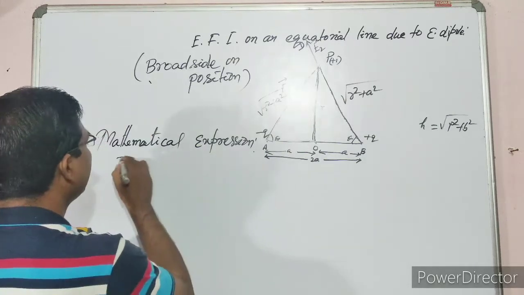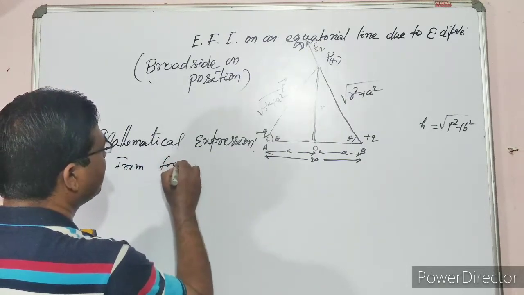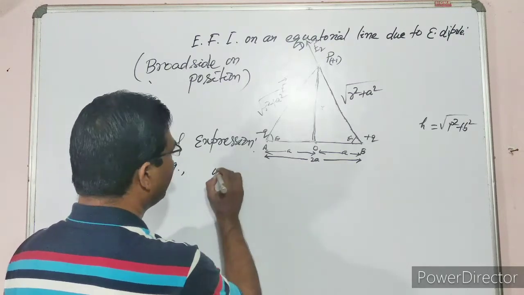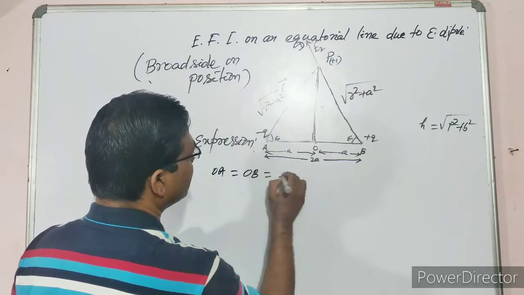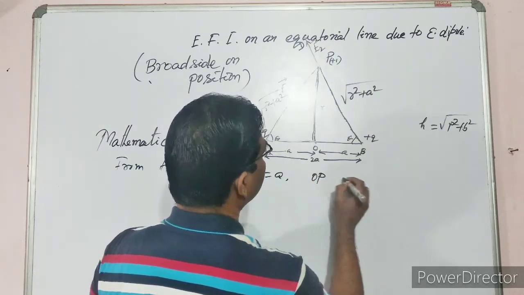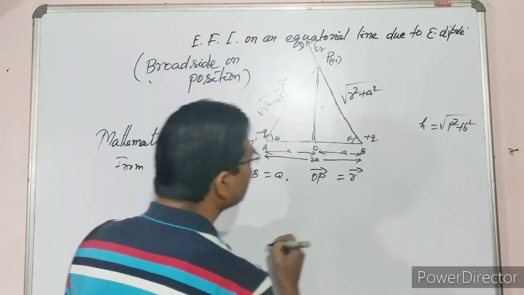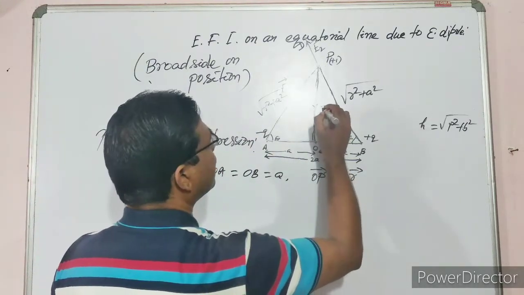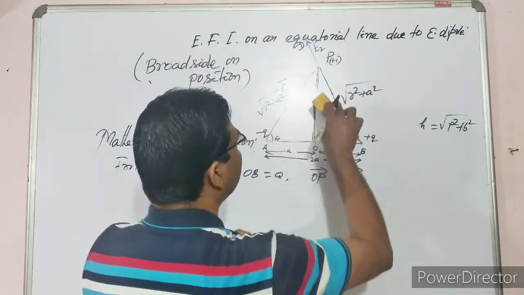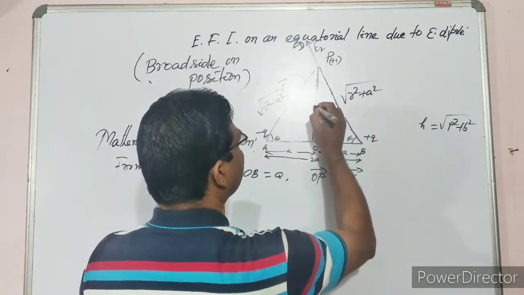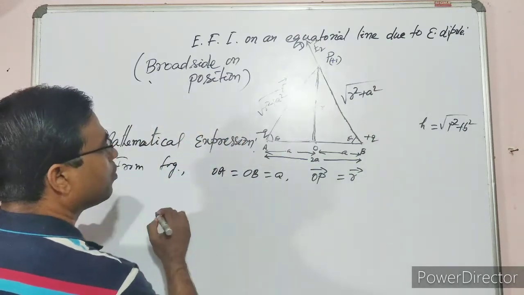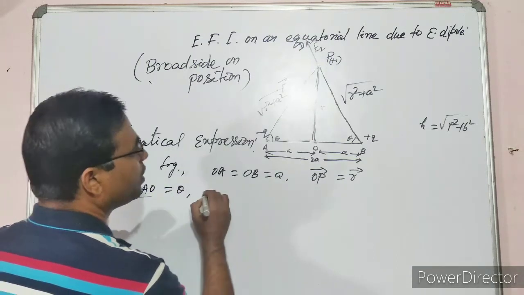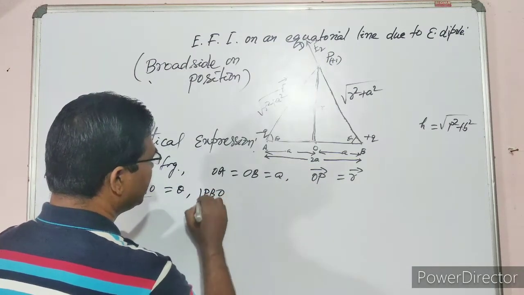separated by distance 2a. From the figure, what are you observing? O is the midpoint. As O is the midpoint, OA is equal to OB is equal to a. OP you can take as r, the position vector. Then PAO is theta. Similarly, PBO is also theta.